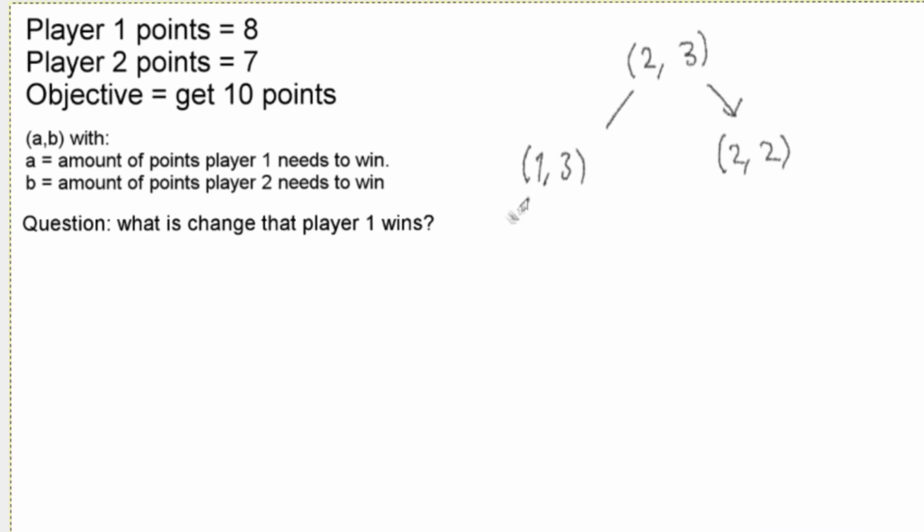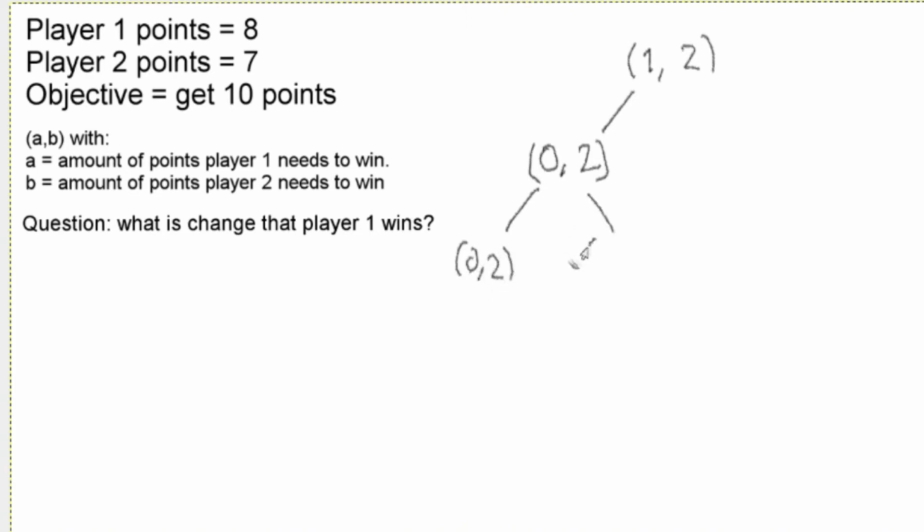You can continue making a form of decision tree like this, and it gets very large very quickly. So I'm just going to focus on a specific subtree, and that subtree is when player 1 needs 1 point and player 2 needs 2 points. I can go out here and say, okay, player 1 wins, so he needs 0 points now, and player 2 still needs 2. We could go along here, and that just becomes 0, 2 again.